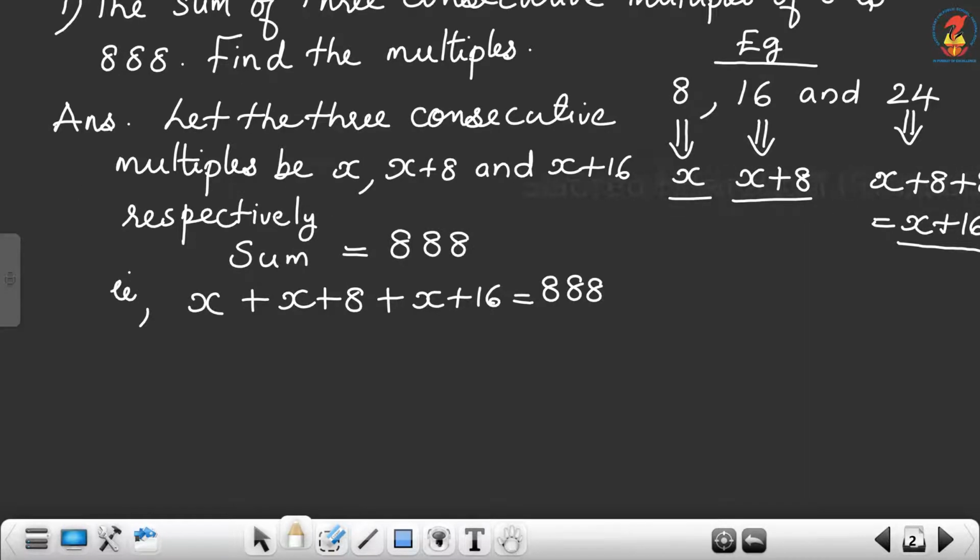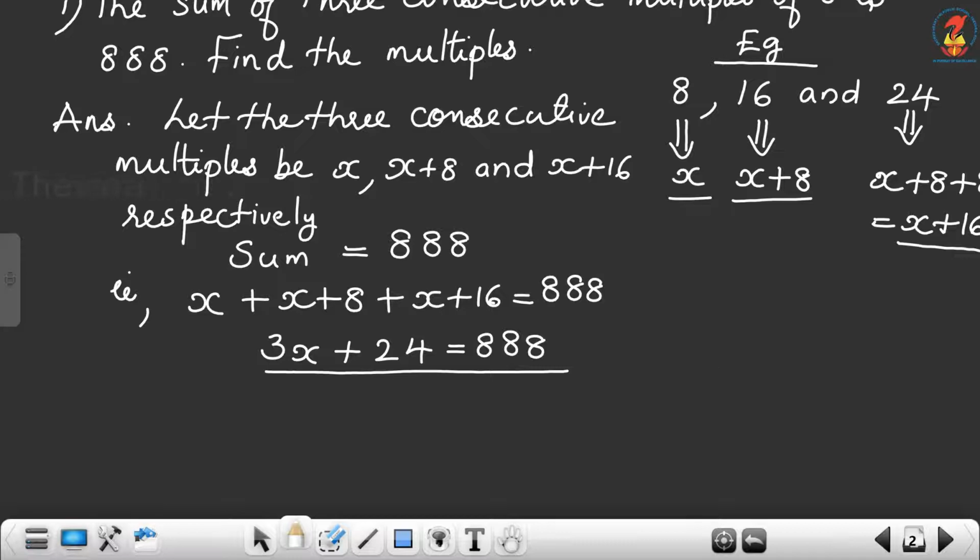x plus x plus x is equal to 3x. 3x plus 8 plus 16. What is 8 plus 16? 24, equal to 888. We got the equation. So, the equation is 3x plus 24 is equal to 888.